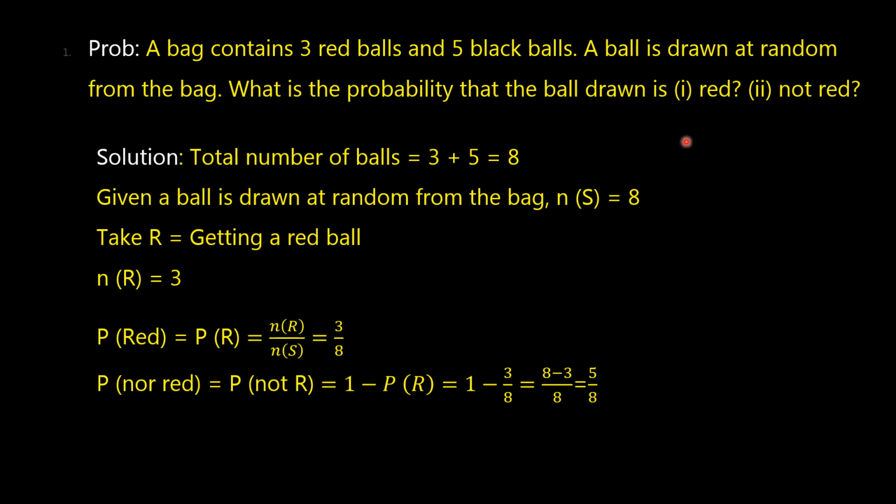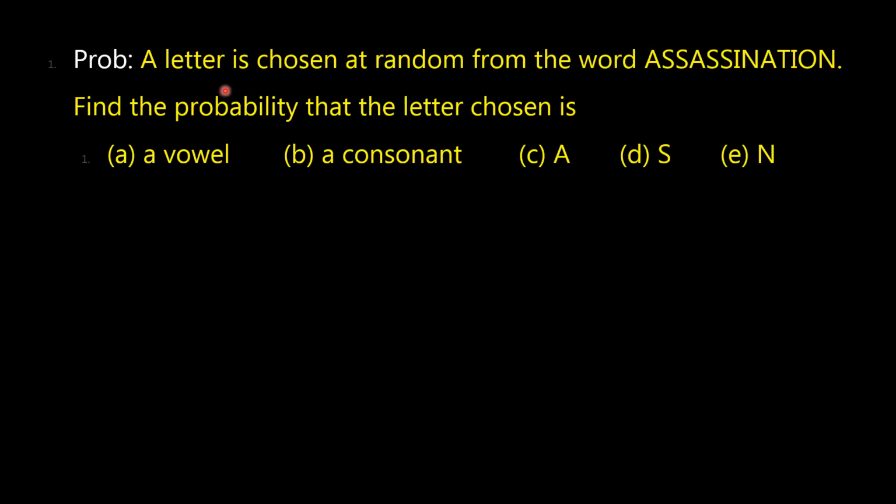The probability of getting a red ball is 3 by 8. Probability of getting a not red ball is 5 by 8. A letter is chosen at random from the word assassination. Find the probability that the letter chosen is a vowel, a consonant, A, S, and N.